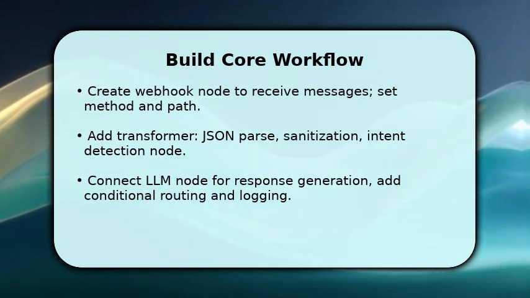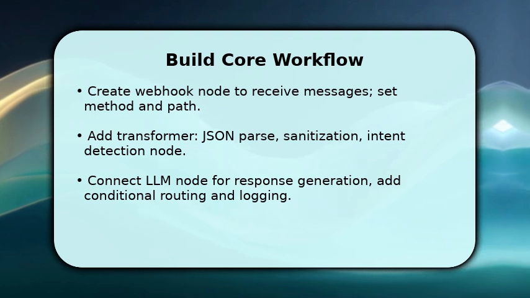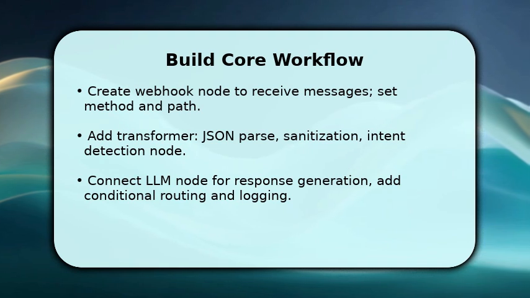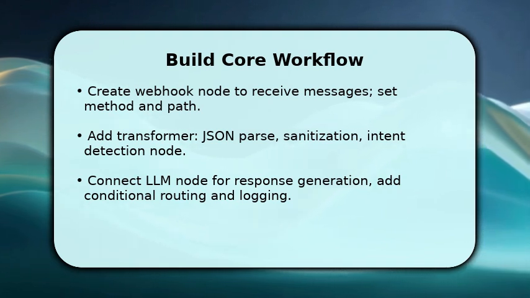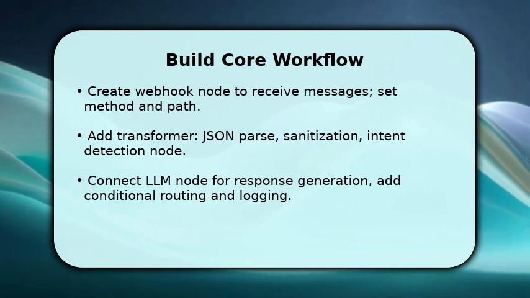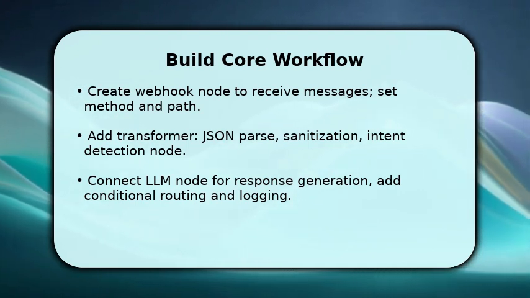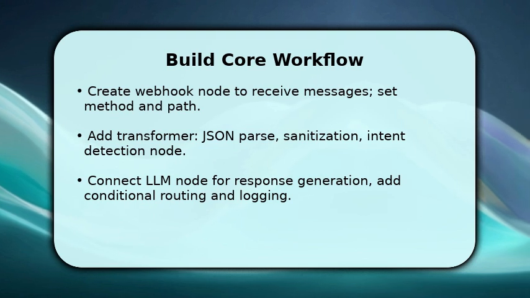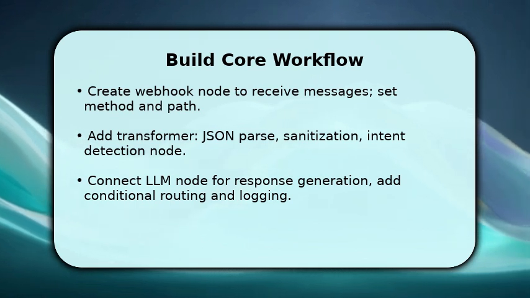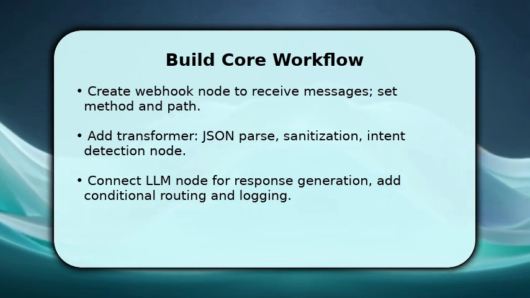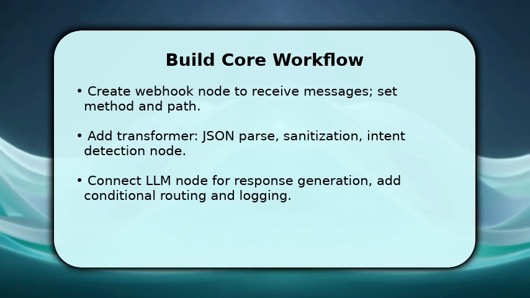Next, transform the input, sanitize text, normalize casing, and run a simple intent or entity detection step so you can route requests intelligently. Then call the LLM node with a prompt template that includes context and user history. This produces curated replies. Finally, branch outputs for fallback handling, logging to a database, and sending the formatted response back to the messaging platform. To finish, deploy the workflow and secure it.